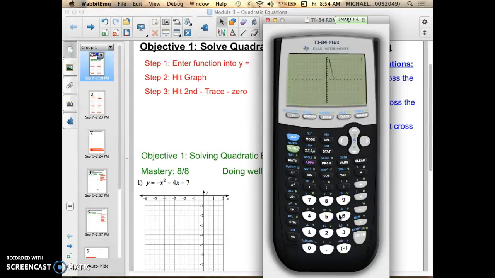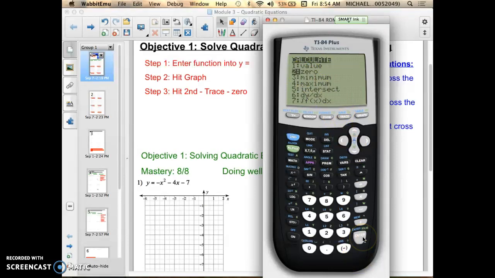That'll bring up the original window. Now at this point, if I want to find the solutions, again, solutions exist on the x-axis. It's where they cross the x-axis, that's why they're called x-intercepts. They're also called solutions, zeros, and roots as well. If I want to find them, I'm going to hit second trace, and then I'm going to go to the 0 option because I'm looking for the zeros.